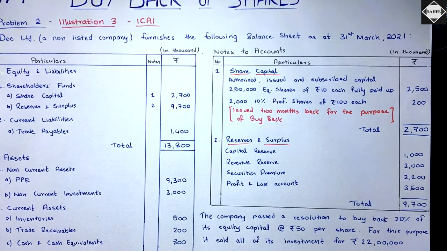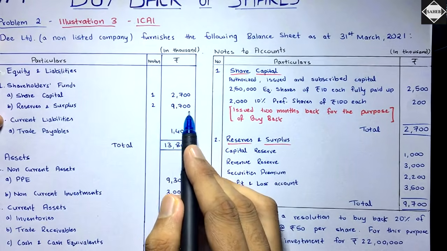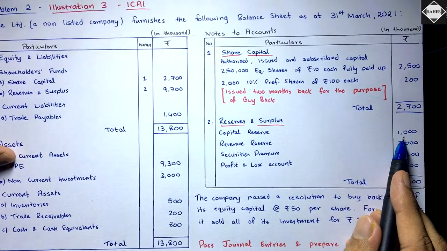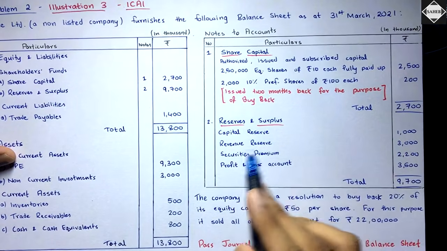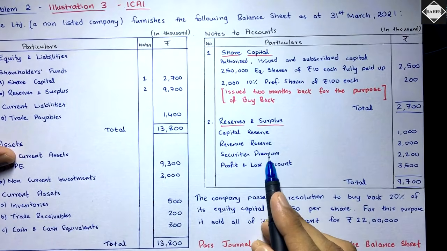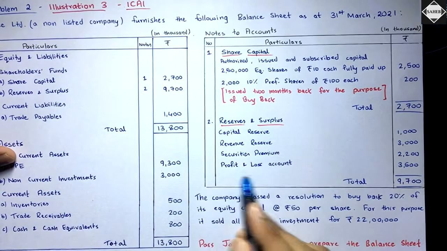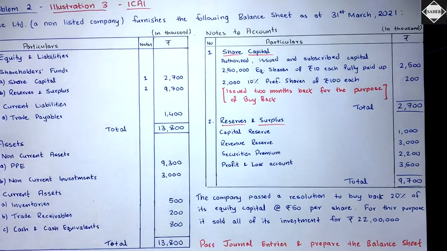Fine. Then we have reserves and surplus. See here, 9,700. Note number, capital reserve, we will not touch that at all. We'll keep it as it is. And then revenue reserve, free reserve, we can touch that. Securities premium, free reserve, only for this section 68 it's free reserve, so we can touch that. Profit and loss also free reserve. Fine, so that's what we have.